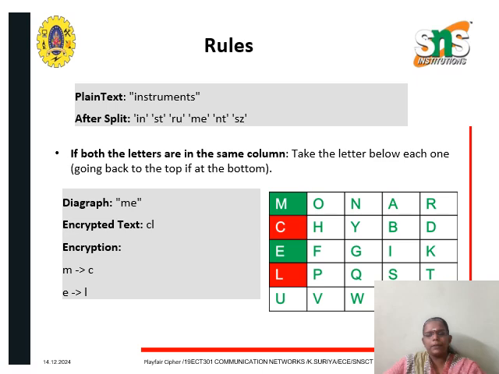So now consider an example here. Consider the example instrument as the plain text. After splitting it, you'll be getting IN, ST, RU, ME, NT, and SZ. If both the letters are in the same column, then you take the letter below each one, going back to the top if it is at the bottom. For example, you consider the digraph ME. In the 5x5 matrix, M and E are present in the same column as shown in the diagram. So you'll be moving downwards. So the ciphertext for M is C and the ciphertext for E is L.